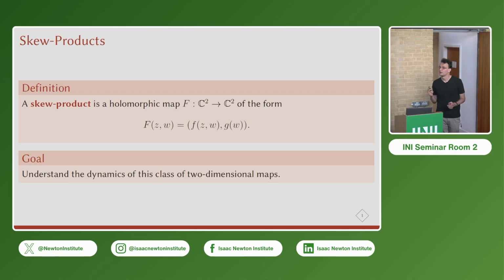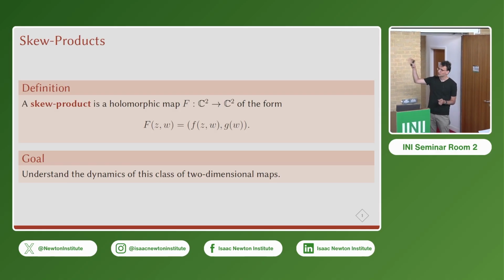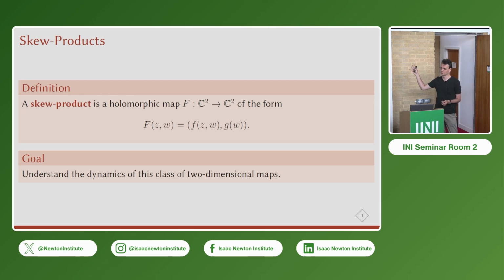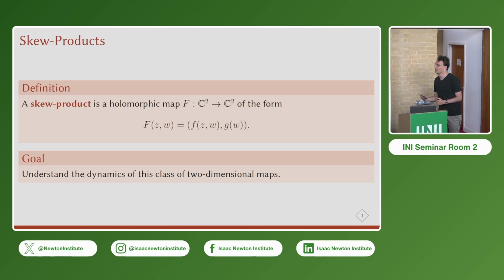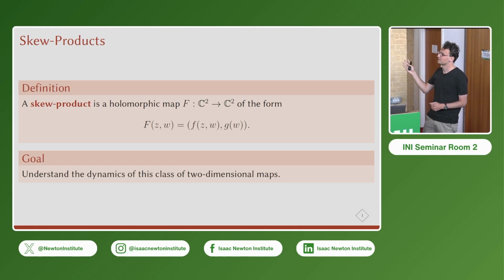So to start off, I want to go over the definition of a Skew-Product. A Skew-Product is a holomorphic map from C2 to C2, where in the first coordinate, we have a function which can depend on both variables, and in the second coordinate, we only depend on the second variable. This is a natural function to look at because it provides a stepping stone between one-dimensional dynamics and two-dimensional dynamics. We'll see more why in a moment.